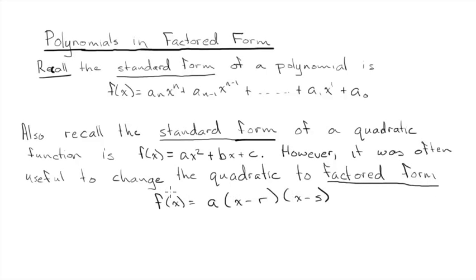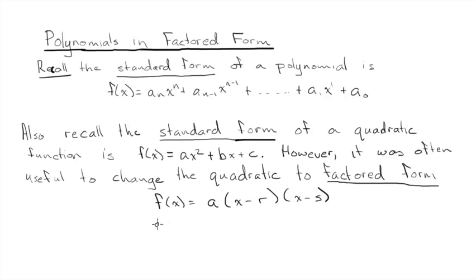And a big part of grade 10 was factoring quadratics. So the factored form was you take this and convert it so that the leading coefficient is factored out, and then you have two brackets: (x − r) and the other bracket (x − s).